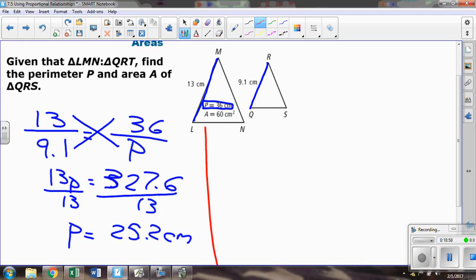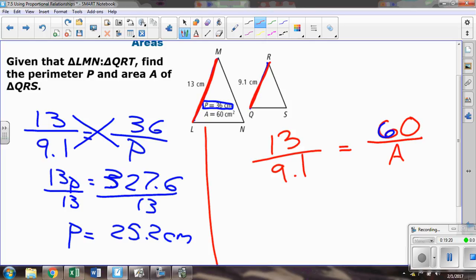Area is going to work similarly with one added twist to it. We will still start off with our matching pieces. 13 is still going to match up with 9.1. And then we can still build our area with area, but there's a problem with this. In particular, this scale factor that we've created was based on matching up lengths with lengths. It was based on matching up centimeters to centimeters. Area does not have a label of centimeters. Area has a label of centimeters squared. And so this is actually the wrong kind of scale factor. This is the wrong similarity ratio. It works for lengths, it doesn't work for area.